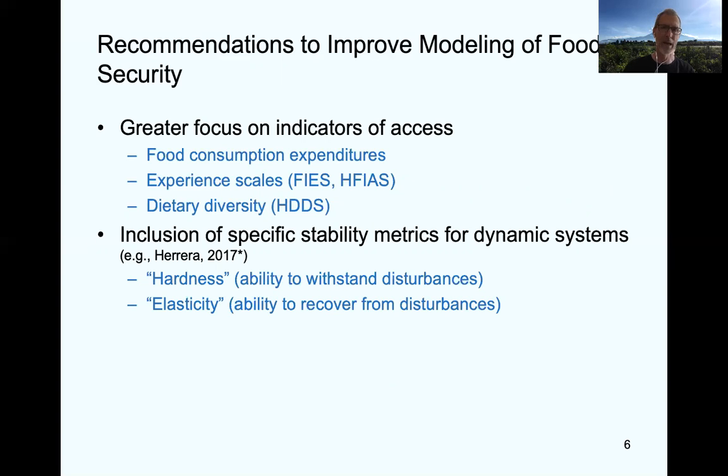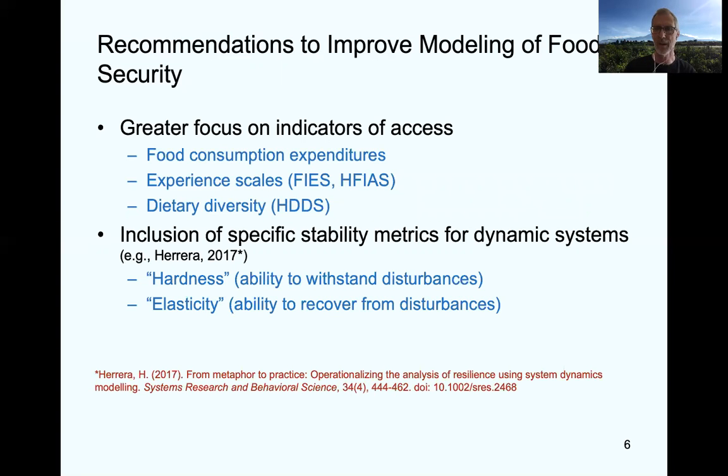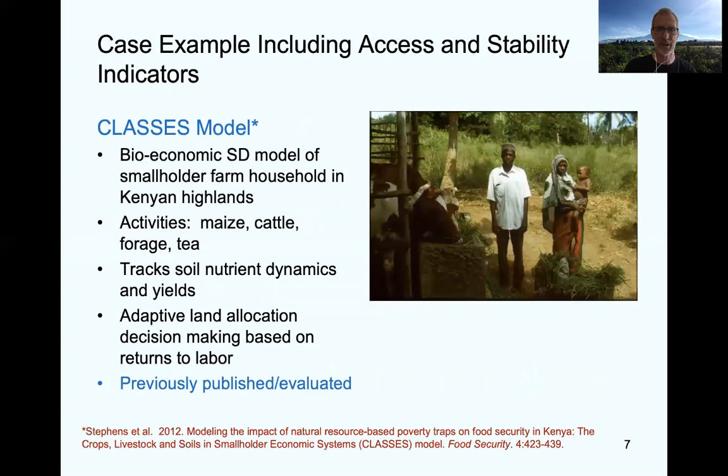into system dynamics models. And the other dimension, as I mentioned previously, is to incorporate specific stability metrics for dynamic systems, and we do that using the work of Herrera from 2017, which talked about trying to operationalize the analysis of what is referred to in that paper as resilience. And we're going to focus on two particular metrics. One is hardness. Can a system withstand disturbances? And the other is elasticity, and that is if there is a disturbance and the system is moved away from where it would have been otherwise, can the system recover? And so we're going to use that as an alternative metric as well.